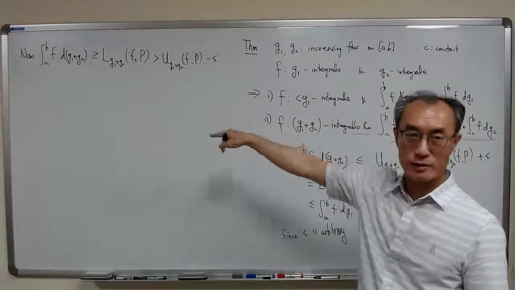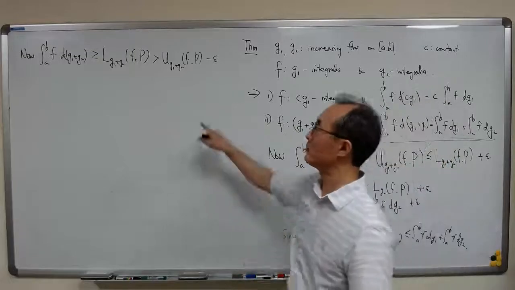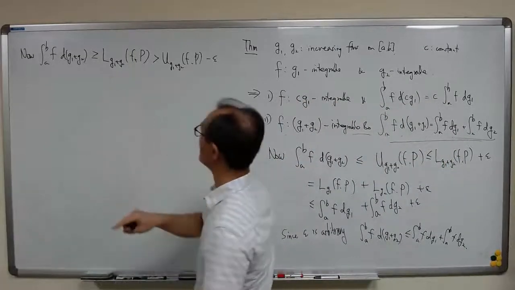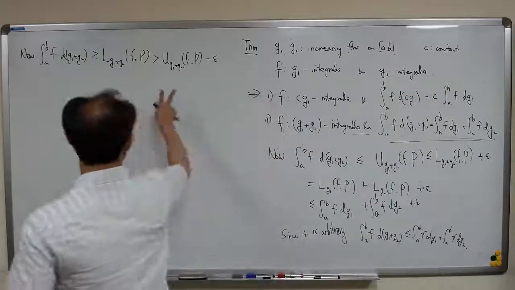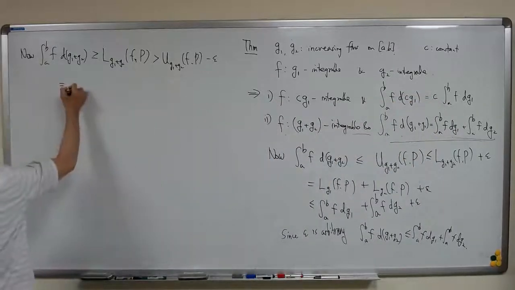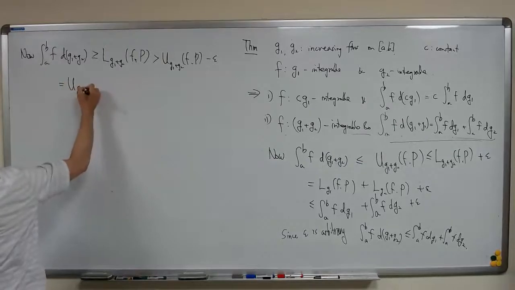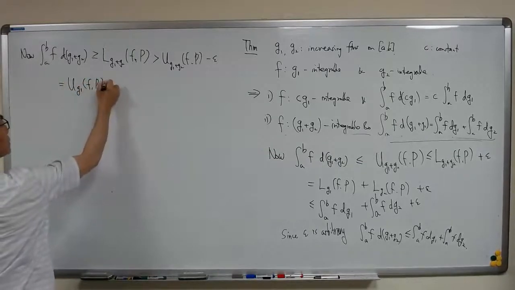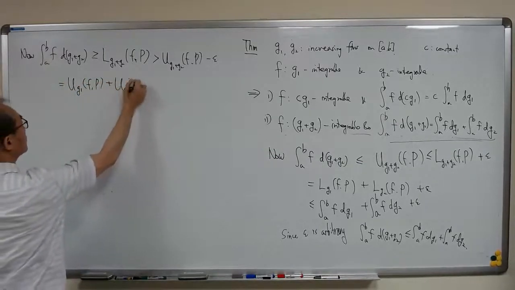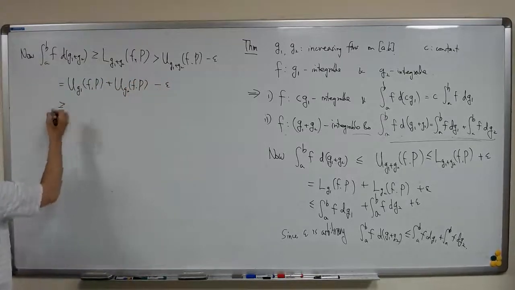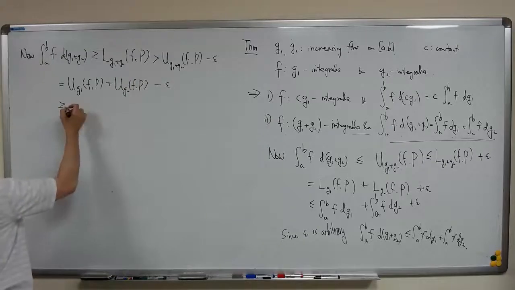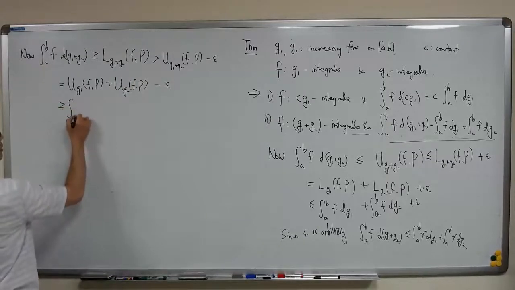Okay. Here, partition P was the one that we have constructed before. The difference between the upper sum and the lower sum gets smaller than epsilon. Okay. Then again split this upper sum into two parts: the upper sum with respect to G1 and the upper sum with respect to G2. Then minus epsilon. So we have this inequality against the Stieltjes integral.